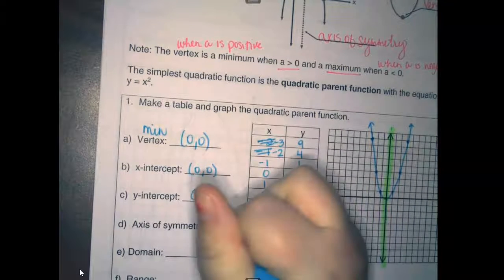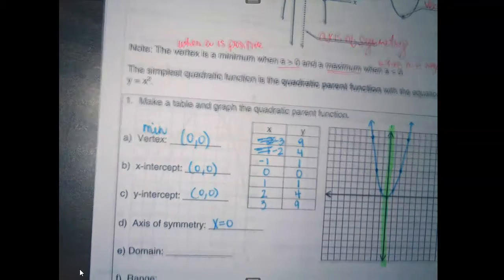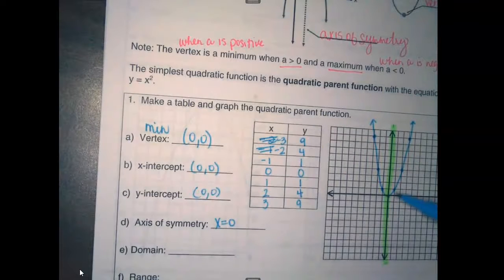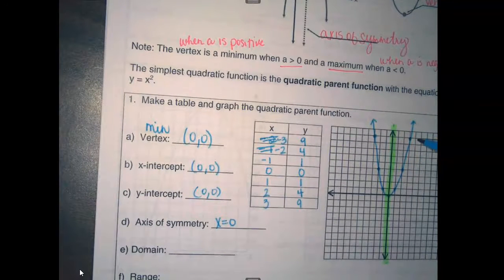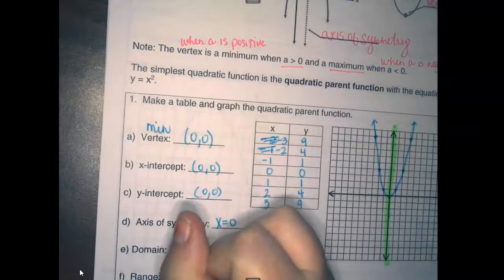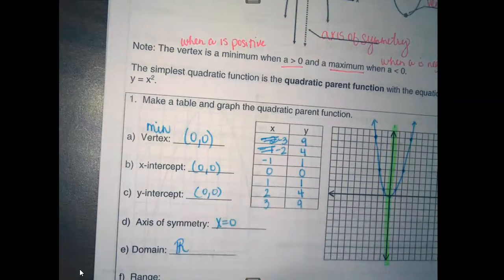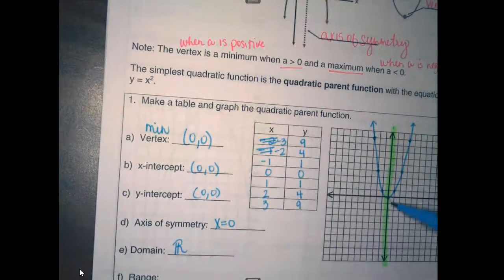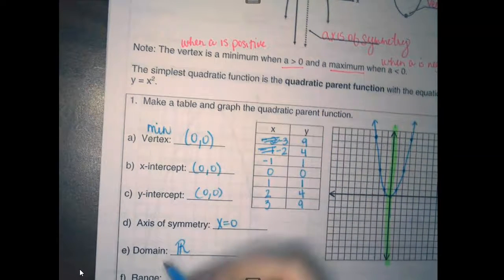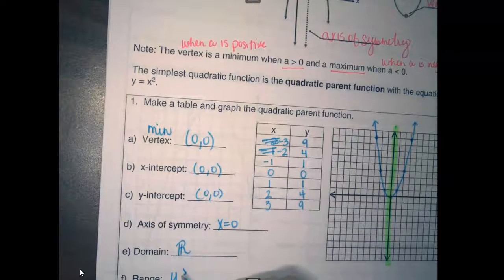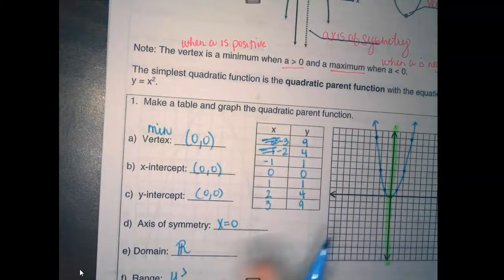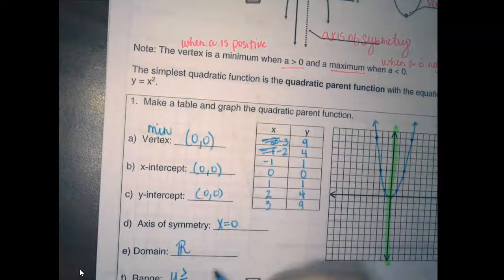is x equals 0. Our domain, even though we only see this part of the graph, if I keep going, I'm going to eventually go over to another x and another x. So all x's can be used on this graph. Y's is a different story. I can't have a y down here. It's definitely only going this direction. So my y is going to be greater than, sorry, or equal to 0.